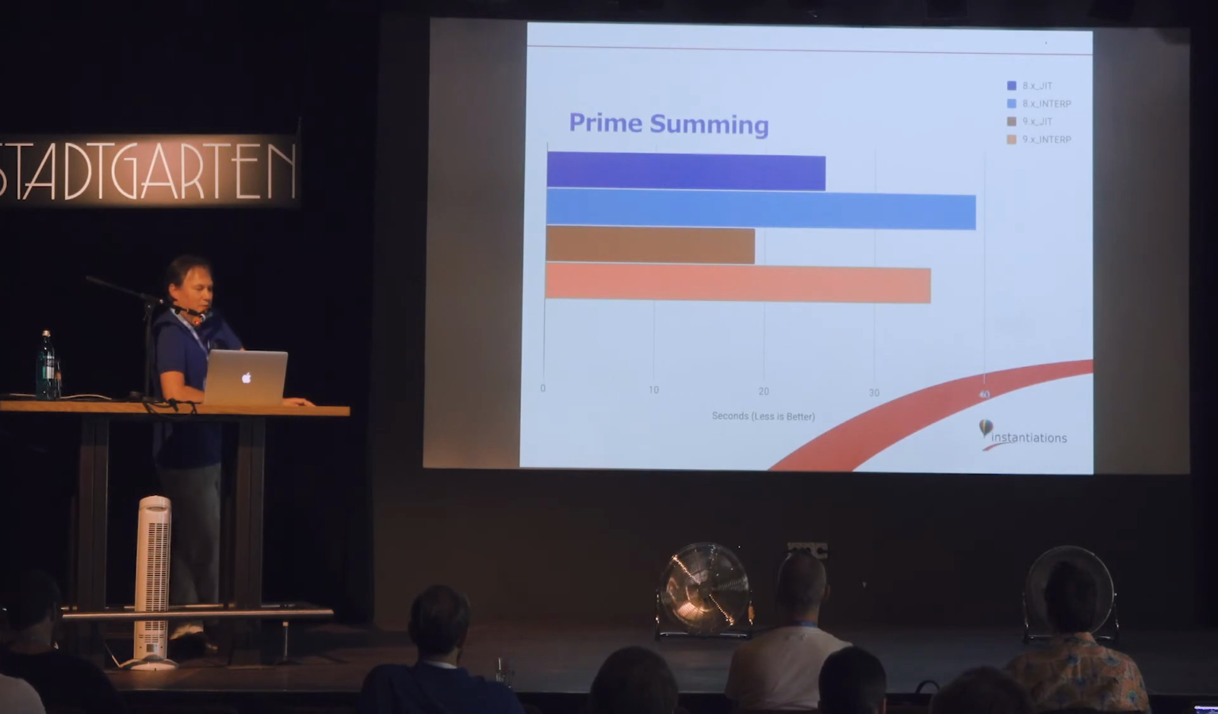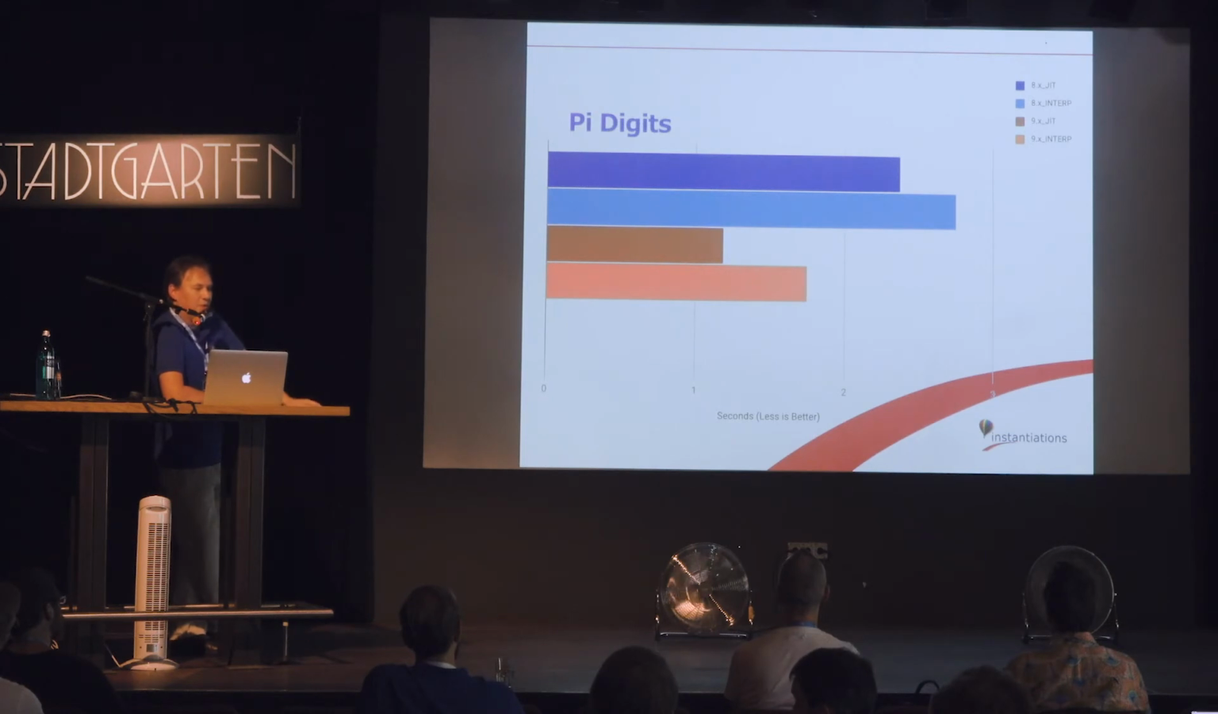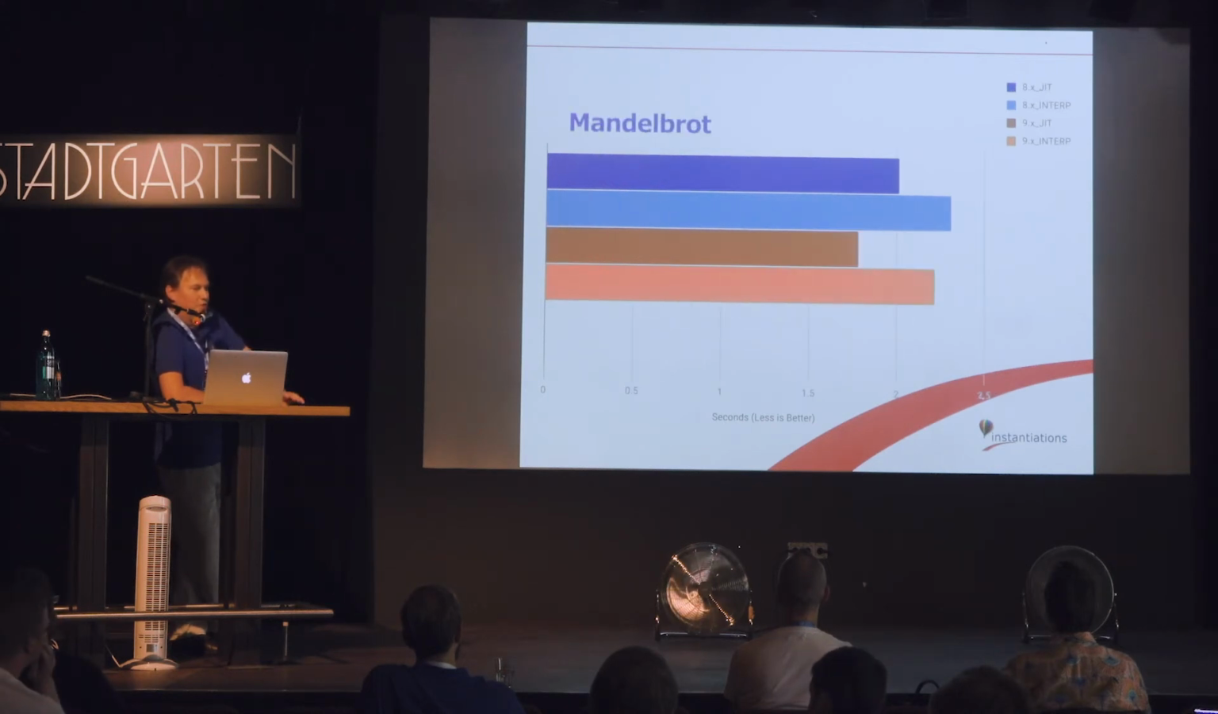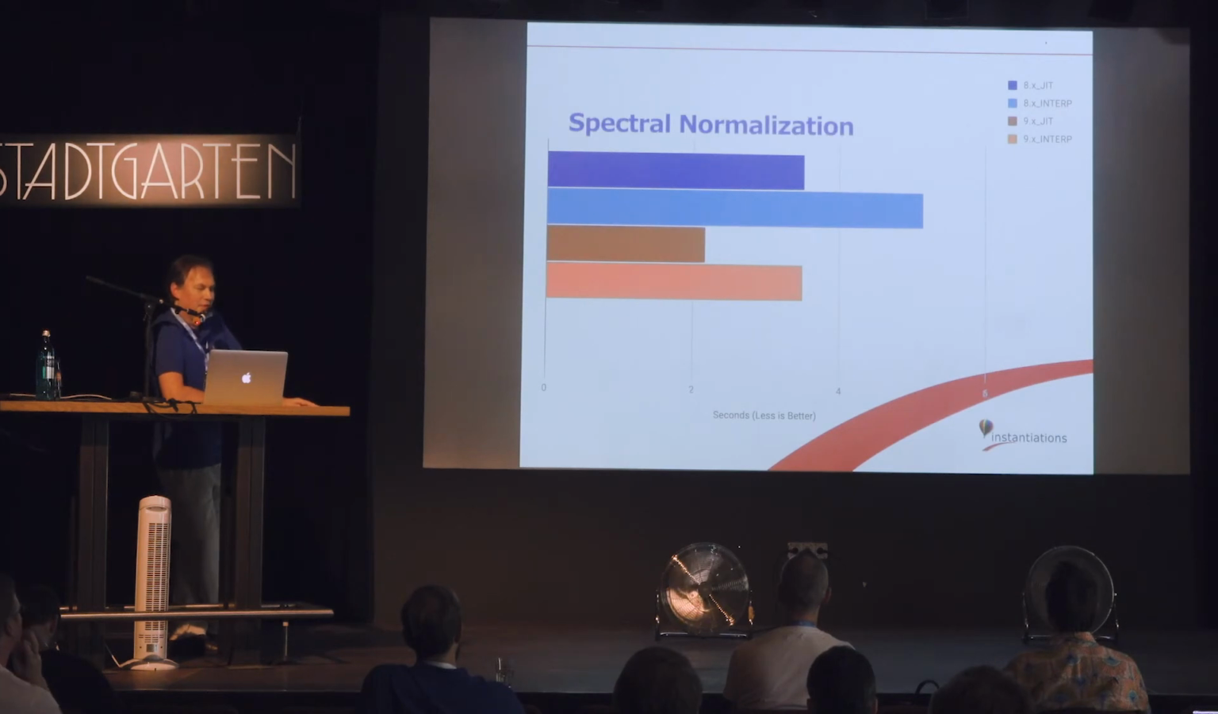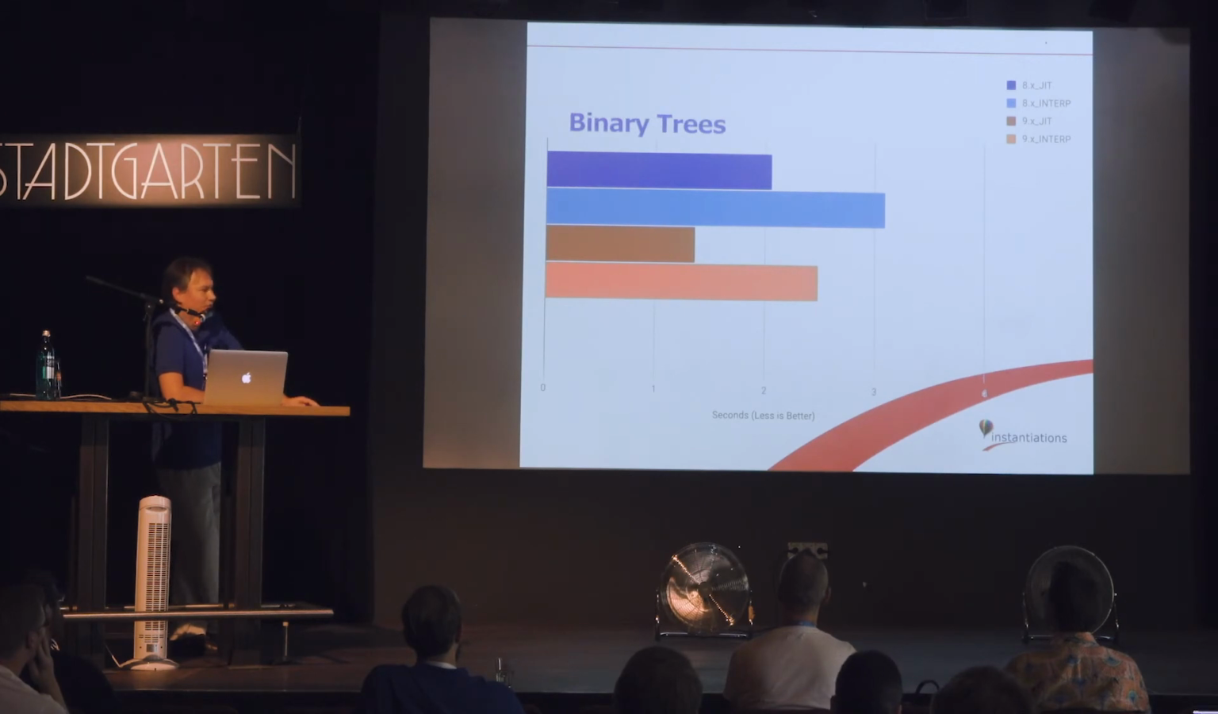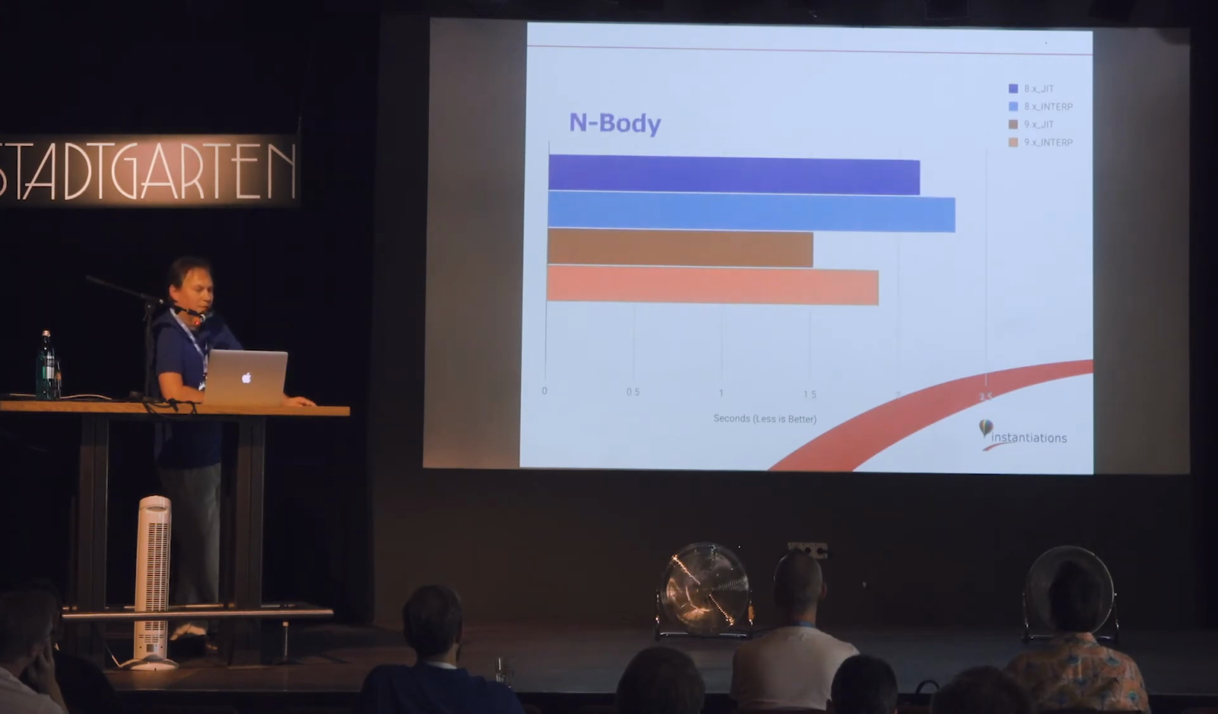Okay, next is prime summing. Looks pretty good. Calculations of pi digits. Looks good. Generating an image of Mandelbrot. Looks nice. Not so outperformant, but still nice. Spectral normalization. Looks good. Binary trees: creating lots of binary trees, traversing them, deallocating, inserting, deleting, whatever. Looks nice. And N-body, calculations of the orbits of the planets.